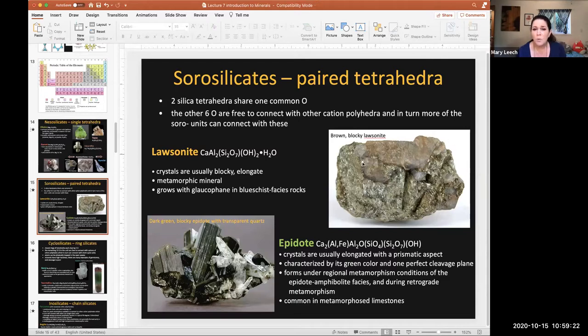Lawsonite occurs with a rock called blue schist, and it is kind of bluish. It's not blue like the kyanite's blue, but it has a blue color to it. And there are some nice big climbing boulders where you can see lawsonite at Ring Mountain in Tiburon.